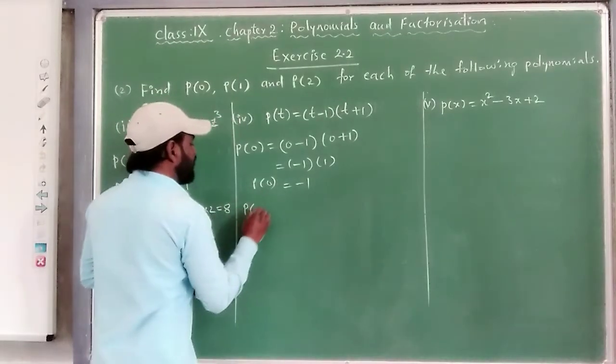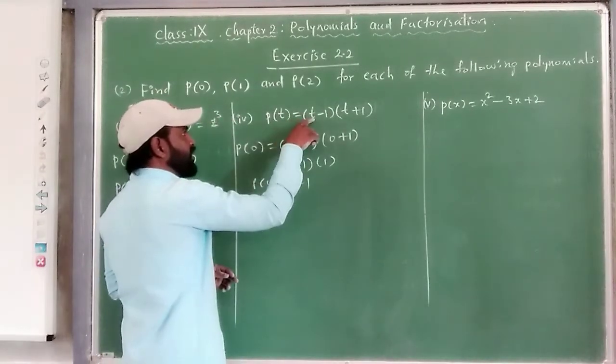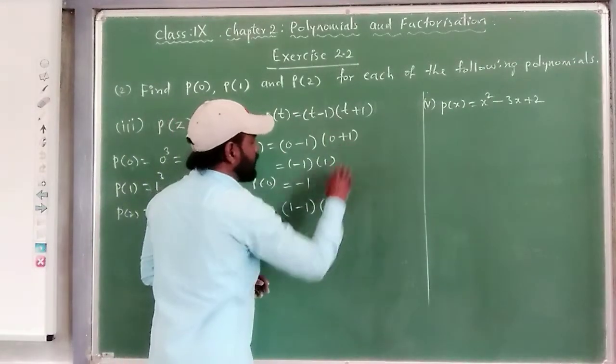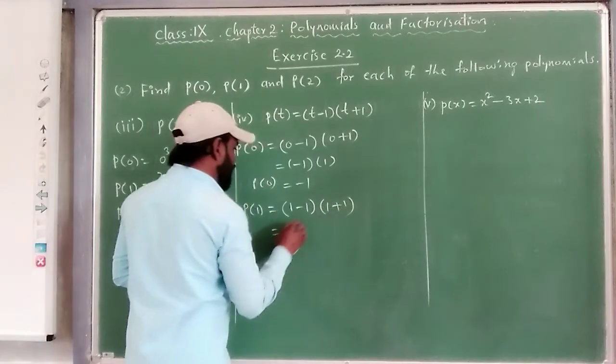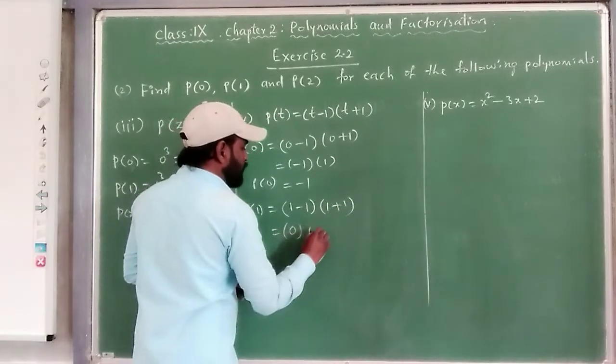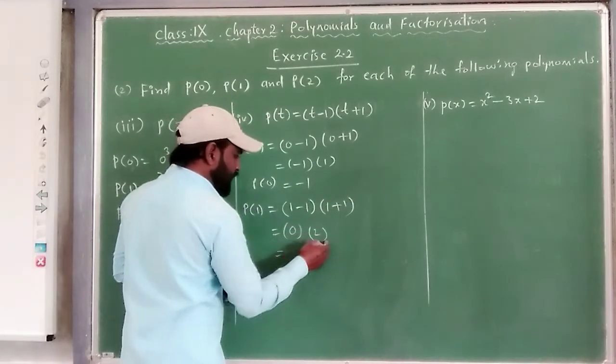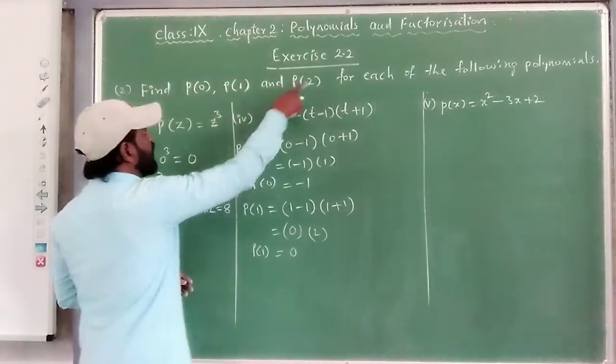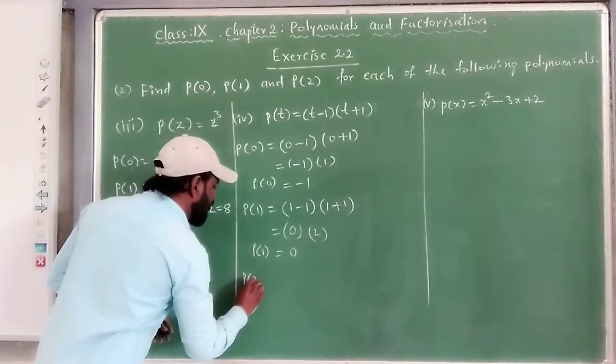Next, P of 1. In place of t, you have to substitute 1. 1 minus 1, again 1 plus 1. So 1 minus 1 is 0, 1 plus 1 is 2. So 0 into anything is 0. So P of 1 is 0. Next, P of 2 also you should find. P of 2.